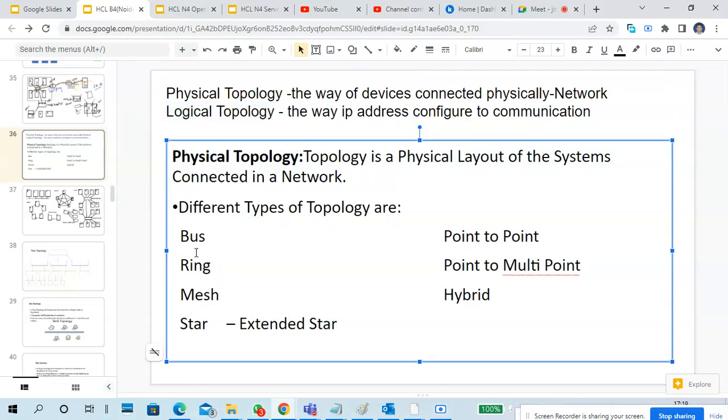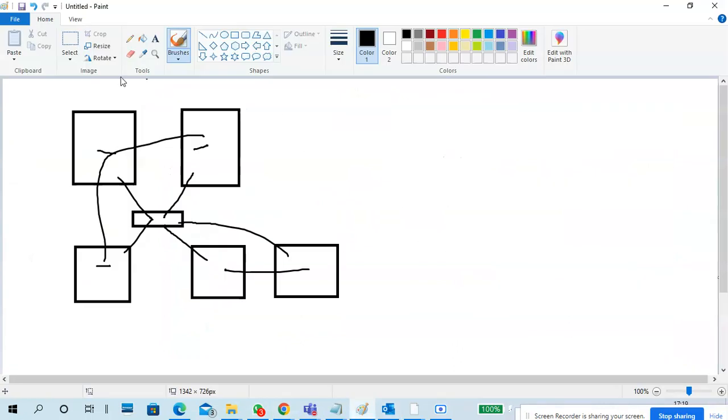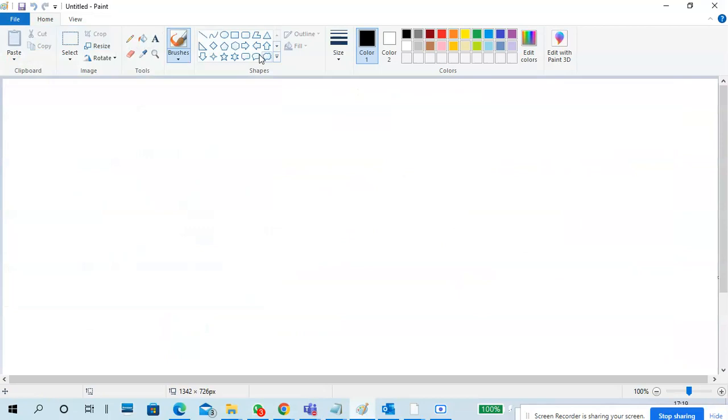What are the different types of physical topologies? The first four names, plus hybrid, are the important ones. The others are additional, for later. Bus topology, ring topology, mesh topology, and star topology. This is the bus topology. There is a backbone wire, and devices are connected to this backbone wire.